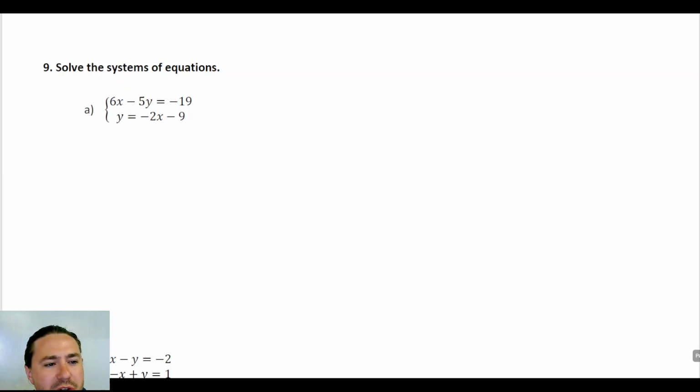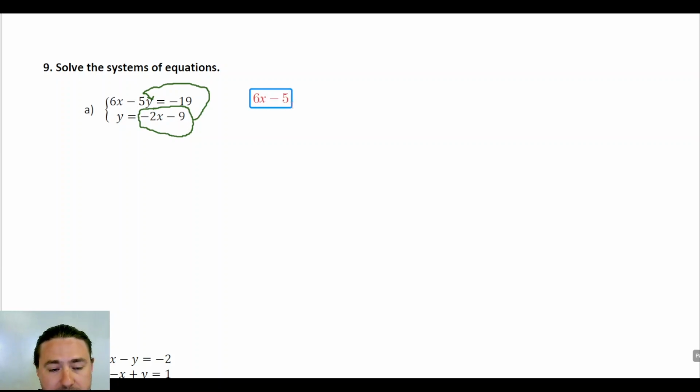Here's number 9. We're solving systems of equations. So let's go ahead and work through the first one. We're going to use the substitution technique, which is where we'll take, like in this case, negative 2x minus 9, which equals y, and substitute it into y for the other equation. So when we do that, we get 6x minus 5, and instead of y, we're going to replace that with negative 2x minus 9 equals negative 19.